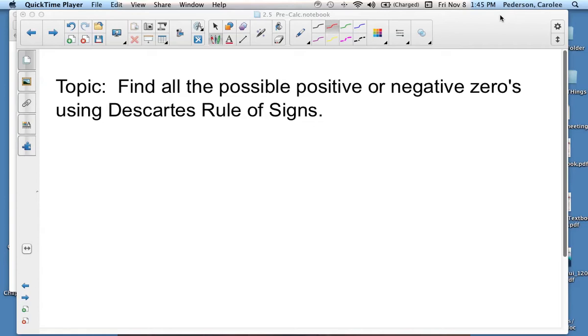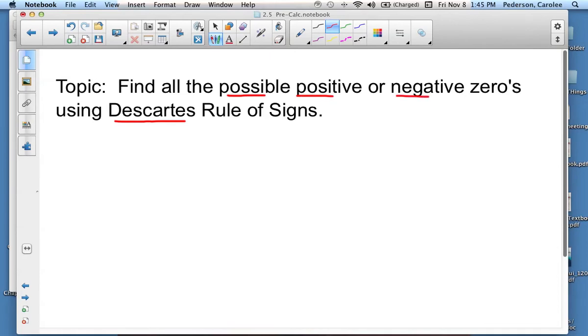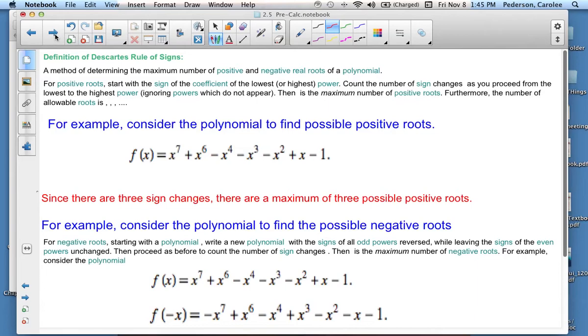This is focusing on Descartes' Rule of Signs. It's identifying how many possible positive or negative zeros there might be. This is the definition. You don't need to write it down. I think you'll understand it when we do an example.